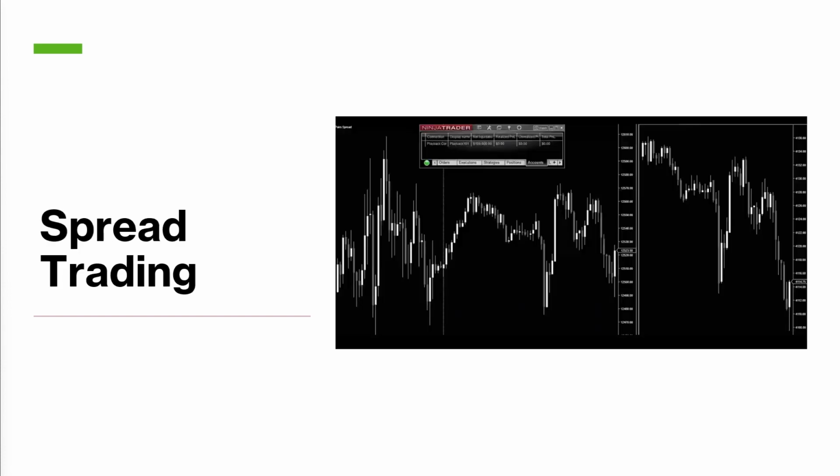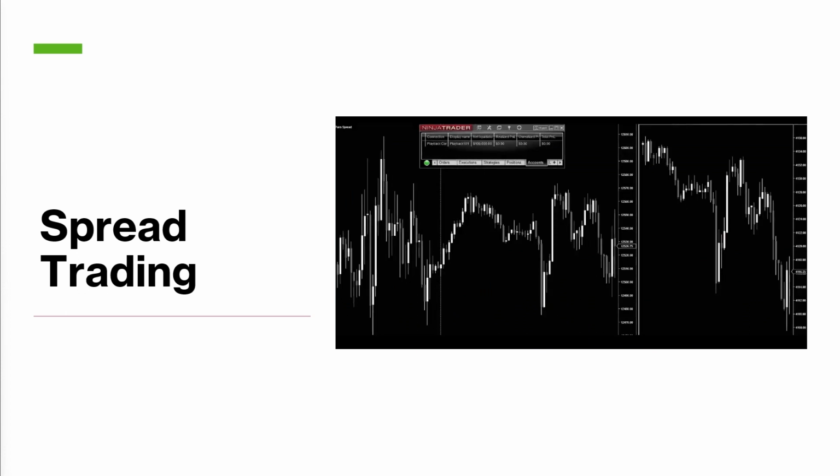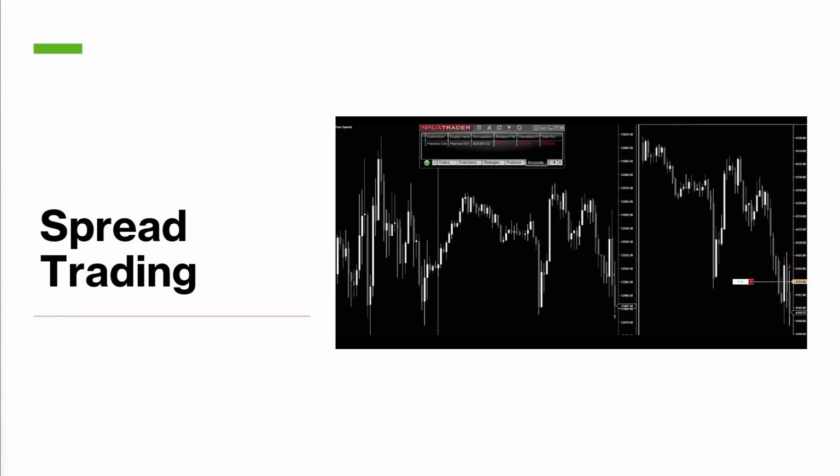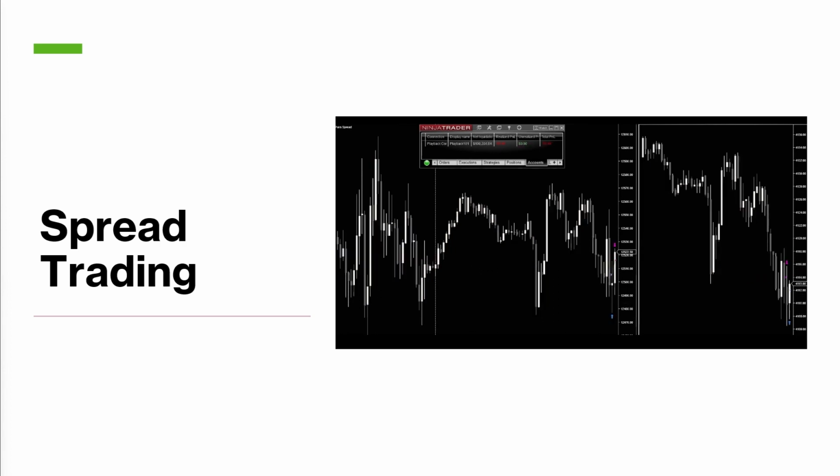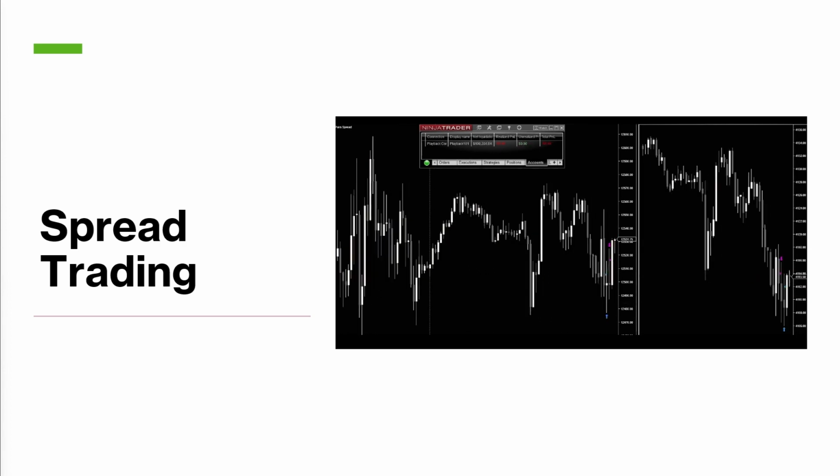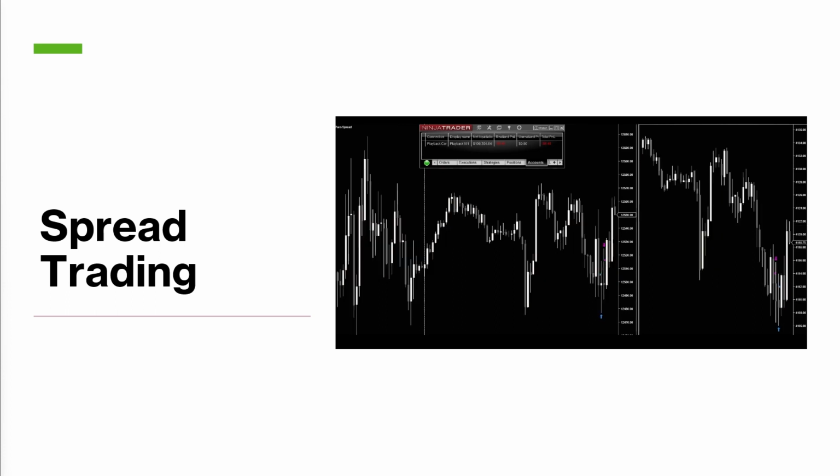Next is spread trading. So this strategy involves profiting off the difference between the spread of 2 symbols. For example, you could go long the Nasdaq 100 and short the S&P 500, or NQ and ES. When the spread between the 2 symbols is extended, you would exit your trade when the spread narrows pretty much.